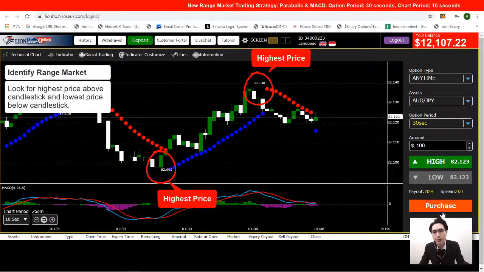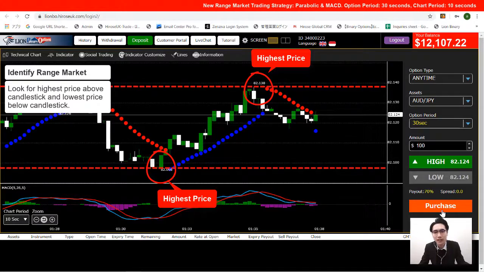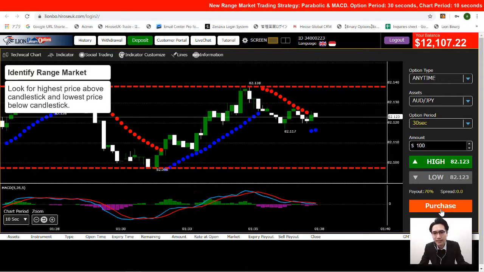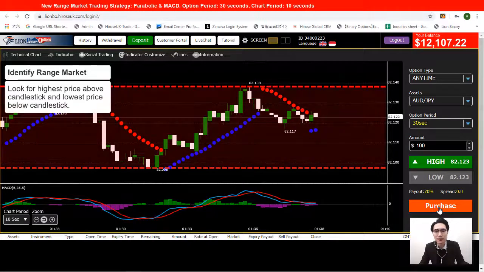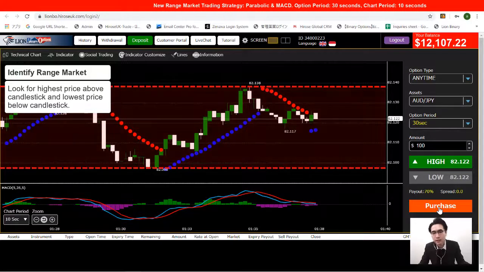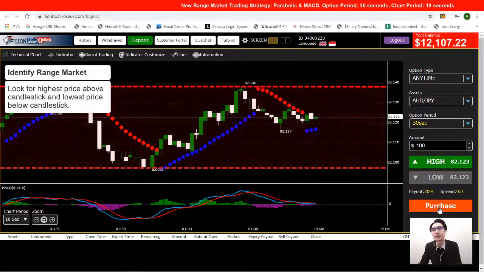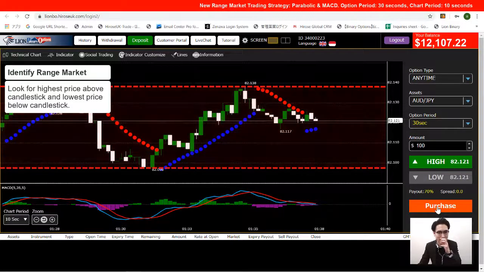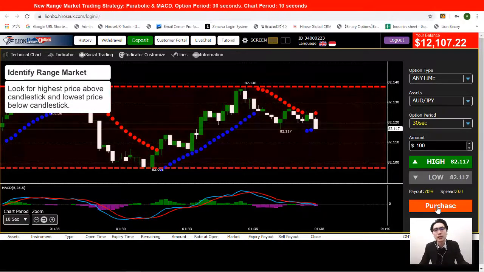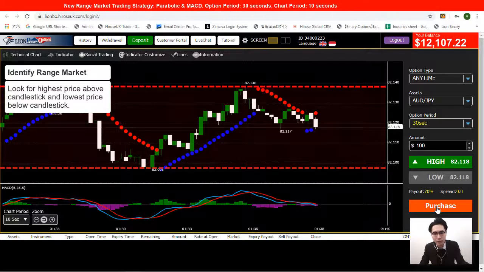If we put a line on each of these two prices, then we can see that the price is actually moving within a horizontal channel. So it doesn't have a particular price direction. So I know that the price now is in a range market, which I will be able to trade using a range market trading strategy.